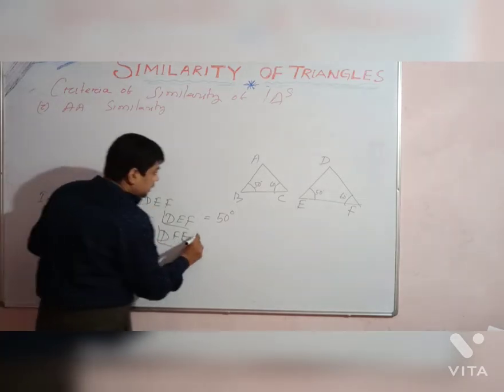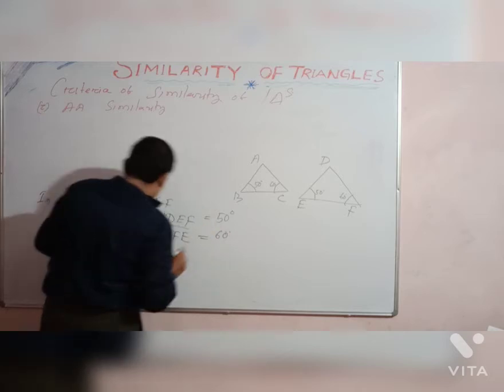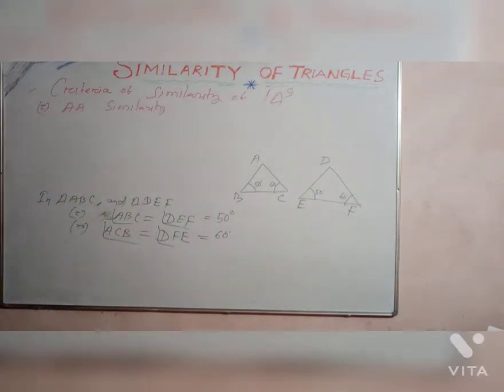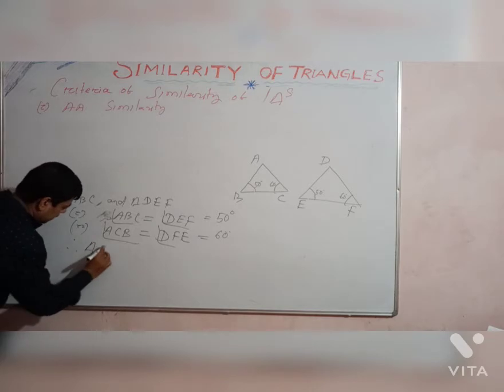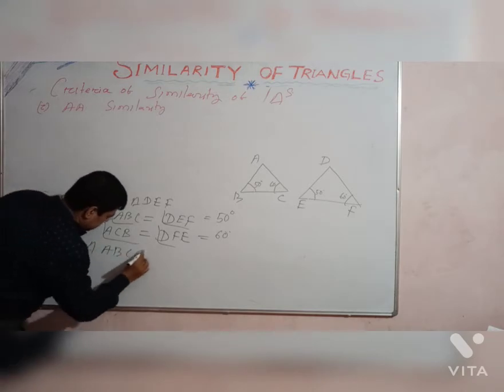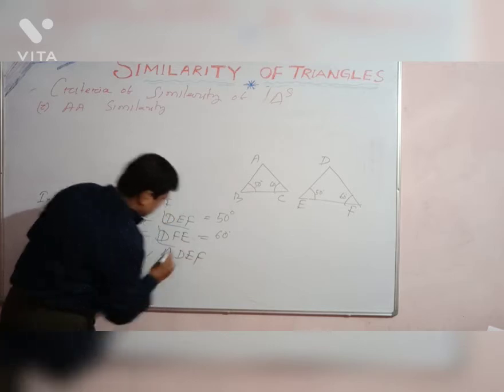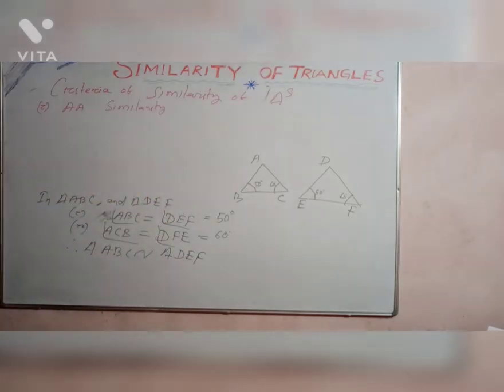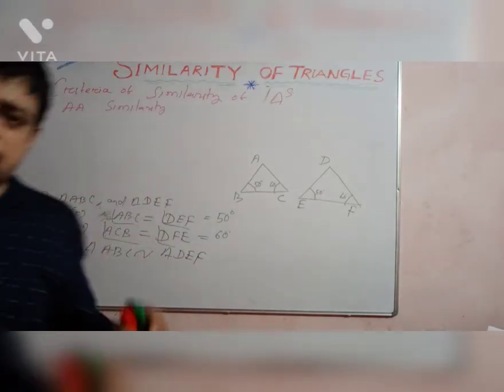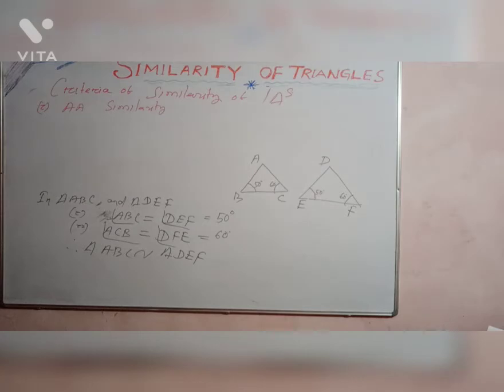DFE angle, it is given 60 degrees. So this is the sufficient condition that the two triangles are similar. Hence triangle ABC is similar to triangle DEF. It means if the two triangles are similar, the ratio of the corresponding sides must be equal, right?